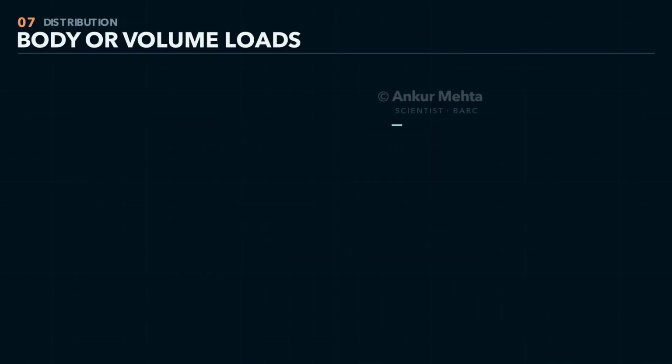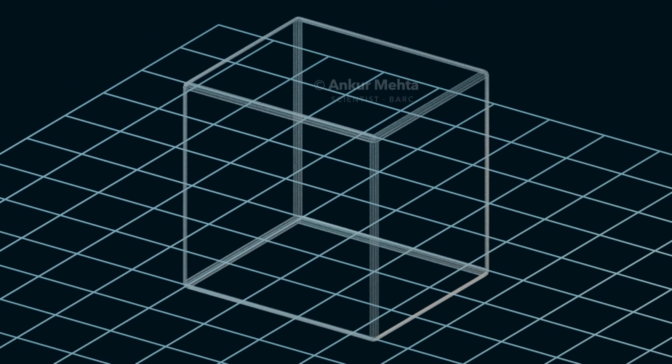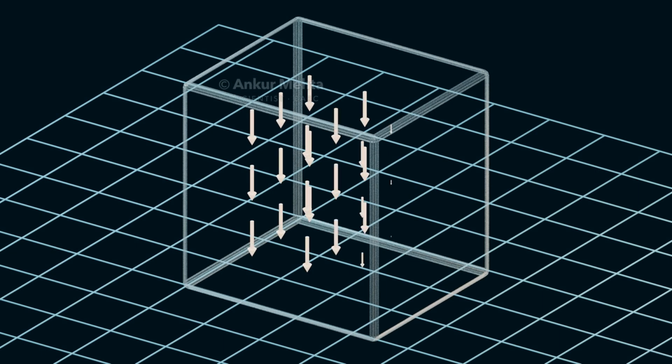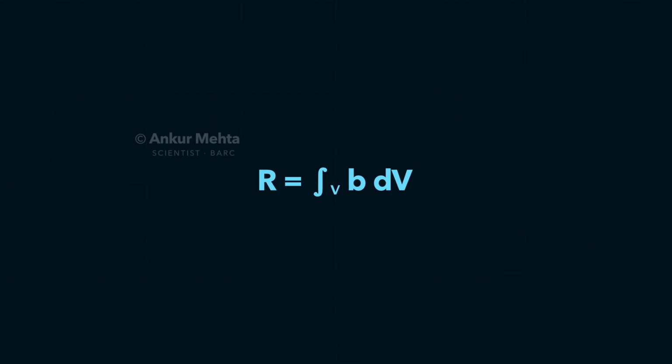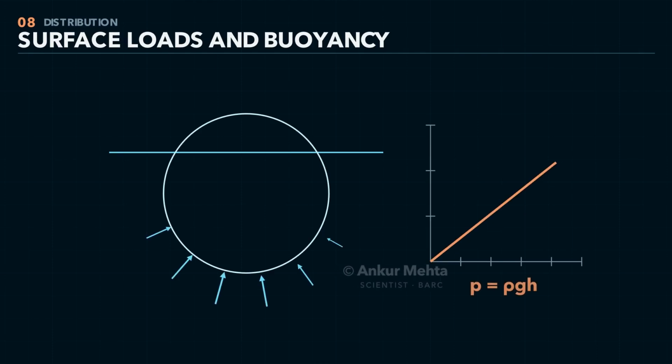A body load acts throughout the material volume. Self-weight is the clearest example. Every small volume contributes its mass times gravitational acceleration. In a rotating component, centrifugal inertia may also be represented as a distributed body force. Instead of drawing thousands of small forces, we use a force density and integrate it over the volume to obtain the resultant. A surface load acts through traction over an area.